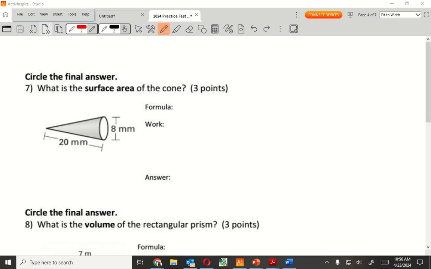Surface area of the cone. Okay, this one's going to be pi r squared plus, so you said pi r, like that? Was there a 1/3 in there somewhere? Okay. So what's the radius of this one? 8, 4. It's going to be 4 because 8 is all the way across.